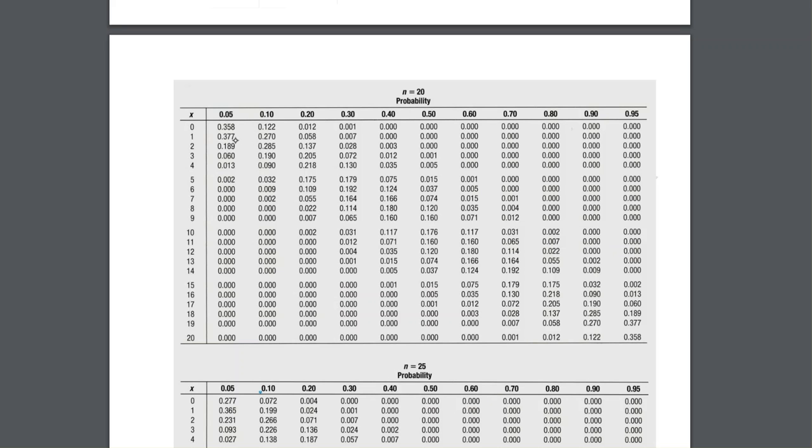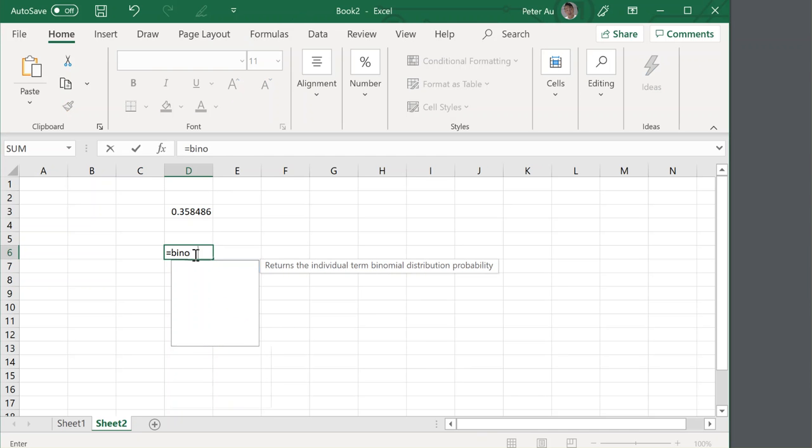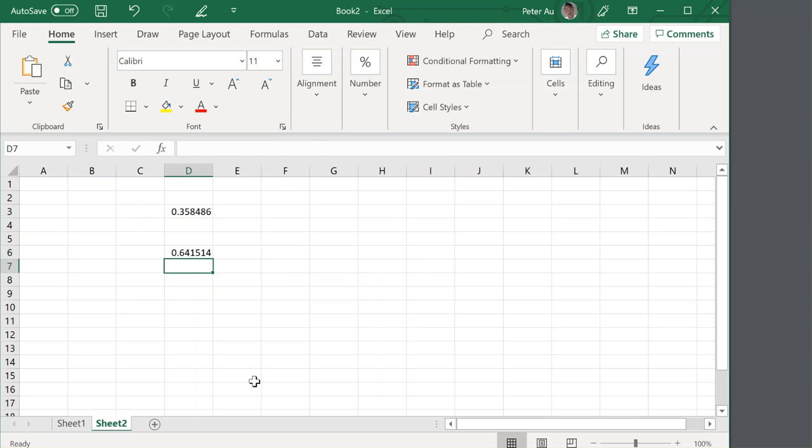Which won't be too bad, because you want 1 to 20: 0.377 plus 0.189 plus 0.060 plus 0.013, 0.002, and the rest are 0. So if you add all of these up from 0.377, you will get your answer. However, it's easier to use Excel, so let's do that. We type equals BINOM.DIST.RANGE. Range means that you're going to add them all up from one lower number to a higher number. The number of trials is 20, comma, the probability is 0.05, comma, and the range is from 1, comma, up to 20, since 20 is the last one. And you can see it's 0.6415.